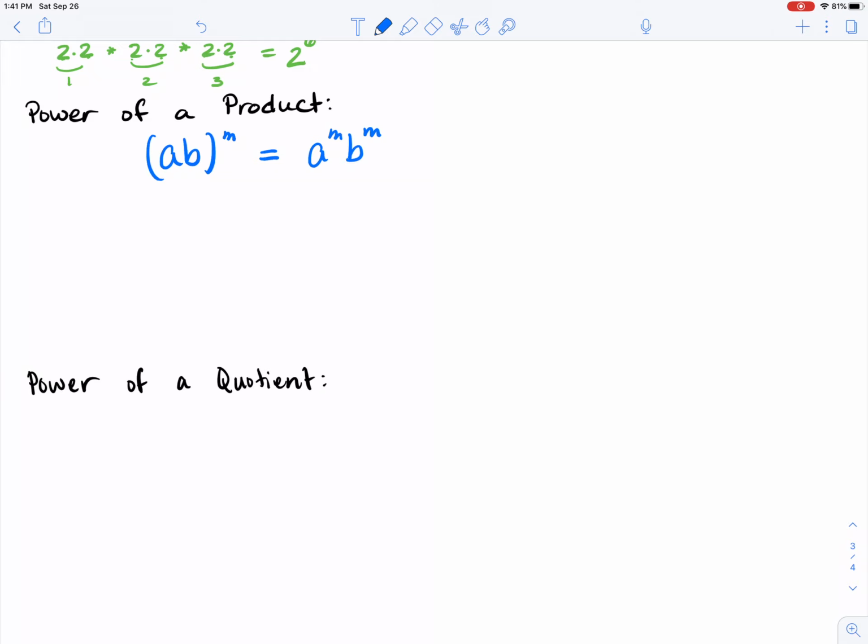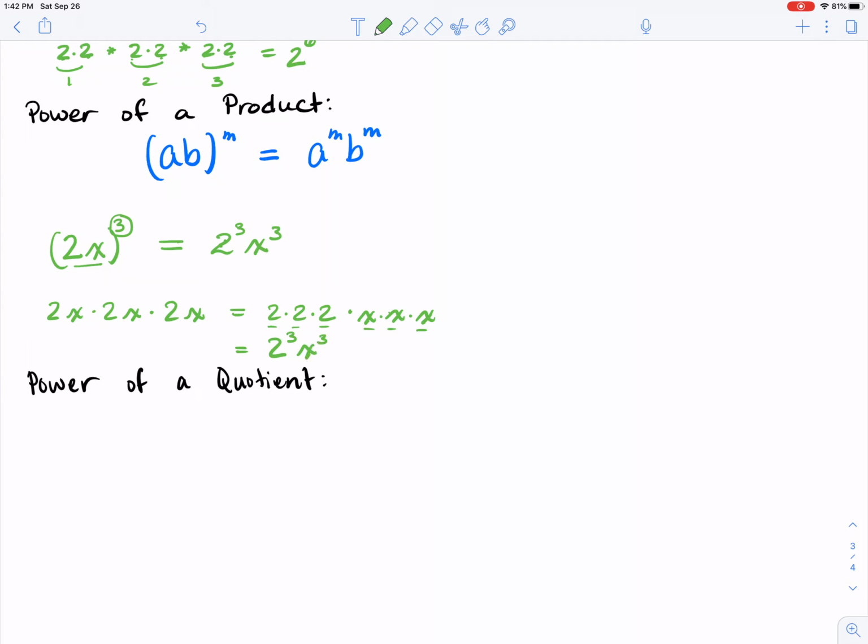Let's see if this is true. Let's look at our example: we're going to have 2, and I'm going to use an x just for something different, and I'm going to multiply it to the exponent 3. What they're saying is this equals 2 cubed x cubed. Well, how do I know this? The exponent is telling me I need 3 groupings of my base 2x. So I have 2x times 2x times 2x. I'm going to collect all my like terms. So I have 2 times 2 times 2, and then times x times x times x. There's 1, 2, 3 twos, so that's 2 cubed, and I have 1, 2, 3 x's. That's x cubed. Oh, look, these are the same.